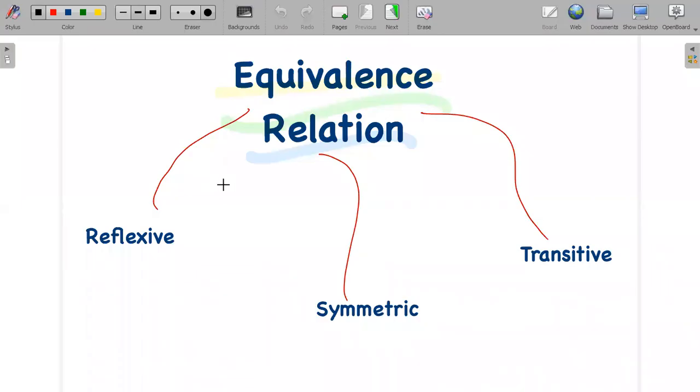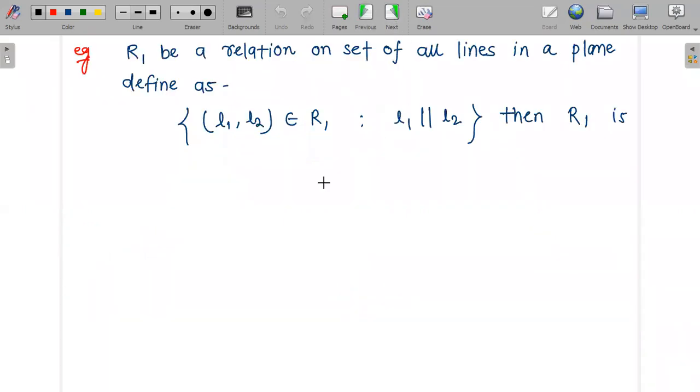Hello student. In the last class, we came to know what an equivalence relation is. We defined reflexive, symmetric as well as transitive relations. In this lecture, mainly we are going to discuss questions based on all of these three relations. So without any further ado, let's get started.